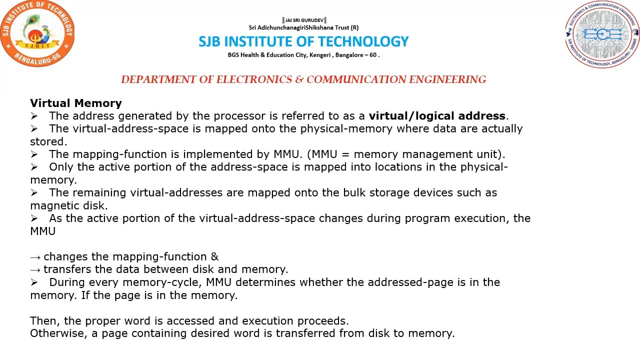As the active portion of the virtual address space changes during program execution, the memory management unit changes the mapping function and transfers the data between the disk and the memory. During every memory cycle, the MMU determines whether the addressed page is in the memory. If the page is in the memory, then the proper word is accessed and execution proceeds. Otherwise, the page containing the desired word is transferred from the disk to the main memory.